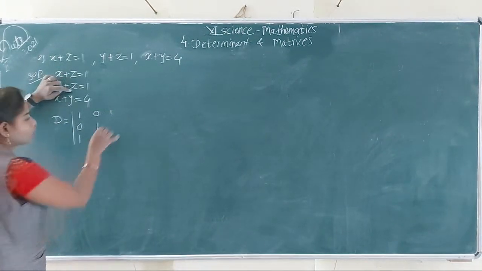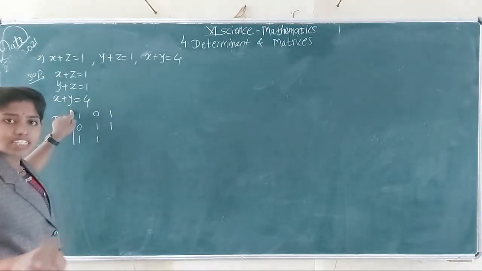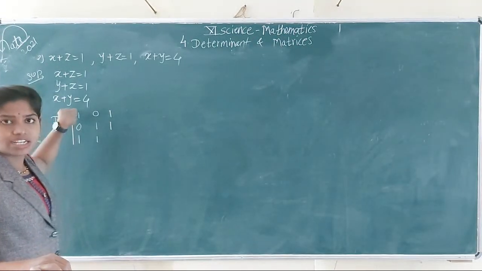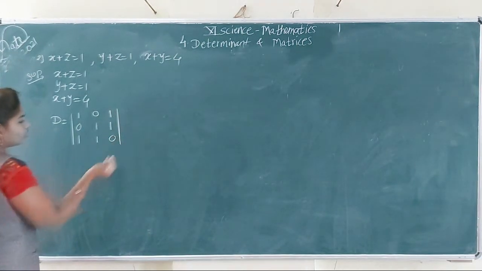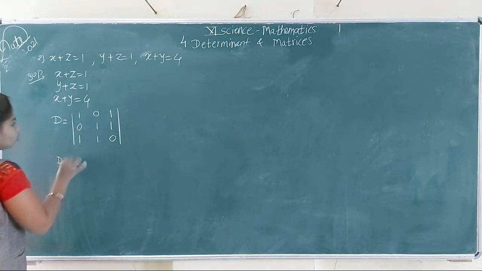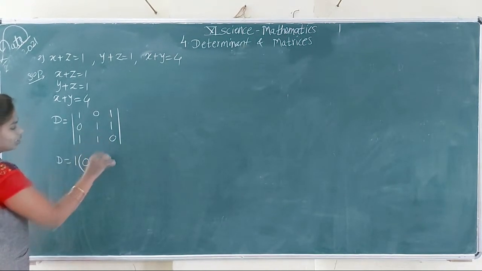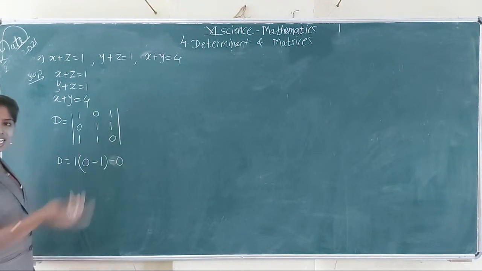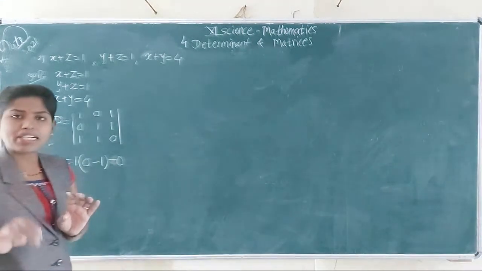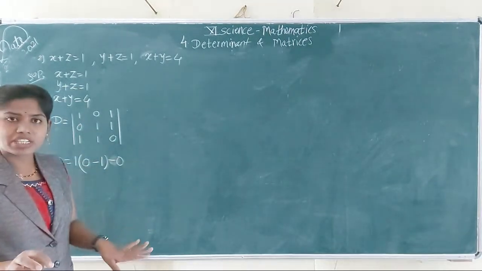In second equation, coefficient of z is also 1. For third equation, there is absent of z term. Z term आहे का तिथे? नाही. Then write 0. Then determinant D is equals to 1 into 0 is 0, 1 into 1 is 1, minus 0 into something is 0. 0 ने कोणत्याही नंबरला मल्टिप्लाय करा, आन्सर काय येणार आहे? 0. So 0 असेल तर पुढचे कॅल्क्युलेशन करण्याची गरज नाही.